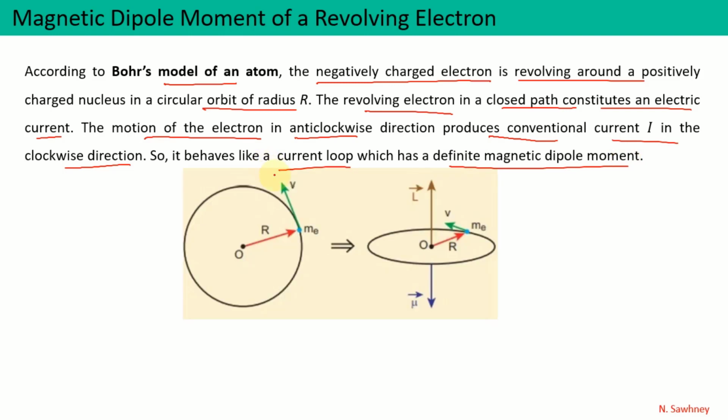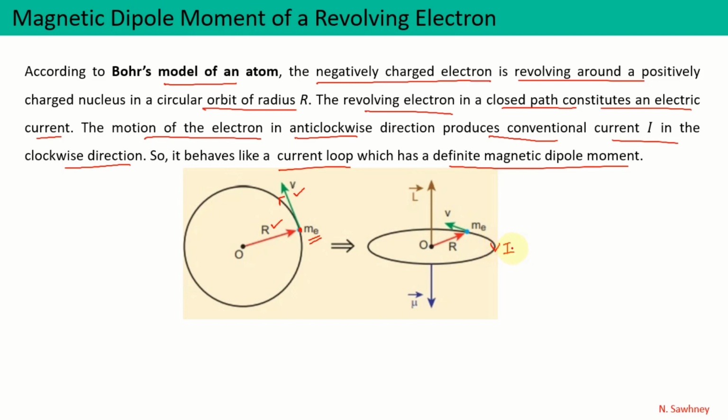See in this figure, suppose this is an electron which is revolving round the nucleus in a circular path and the radius of this circle is r. The mass of the electron is considered as m with subscript e. The velocity of the electron is v. As you can see, the electron is moving in the anti-clockwise direction, so definitely the current will be in the opposite direction, that is the clockwise direction, like this.